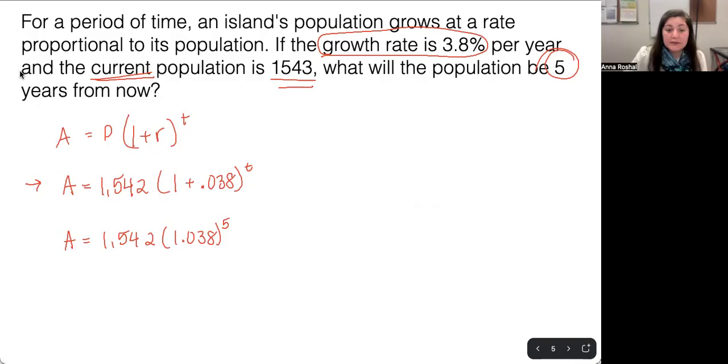So I'm going to go off screen. It's going to be 1542. Sorry, not 1542. 1.038, again, y to the x or x to the y power of 5. You're going to get about 1.2. And then we're going to multiply that by 1542, and we're going to get a final answer of about 1858. So in about 5 years, with this population growth, there should be 1858 people.